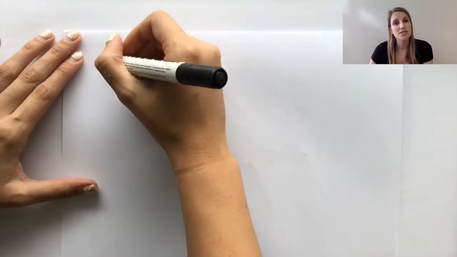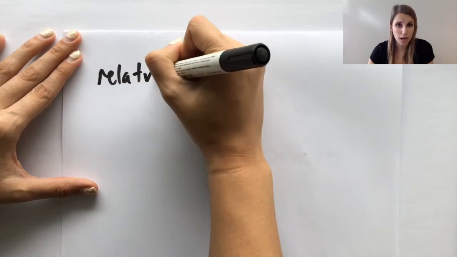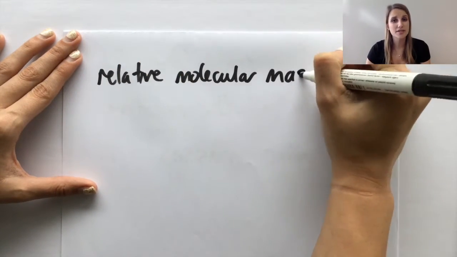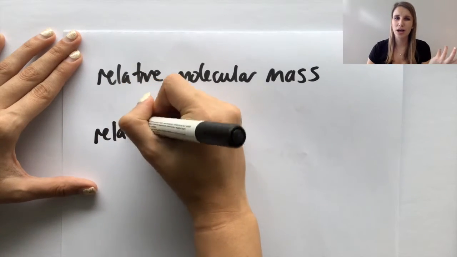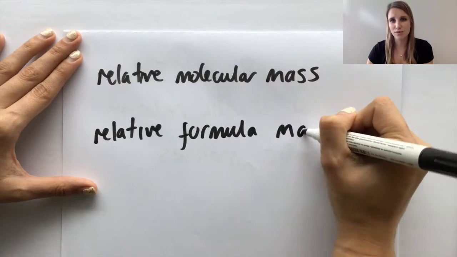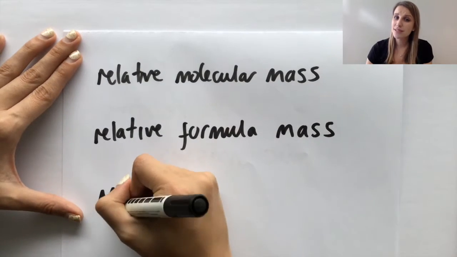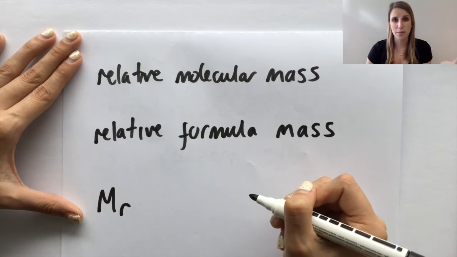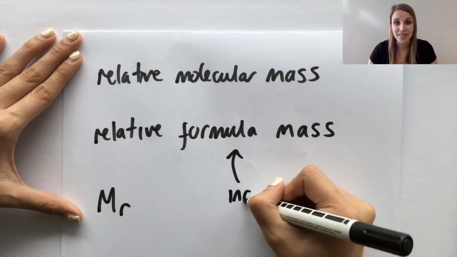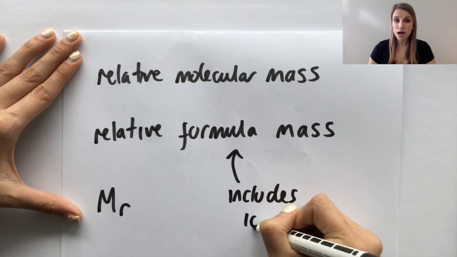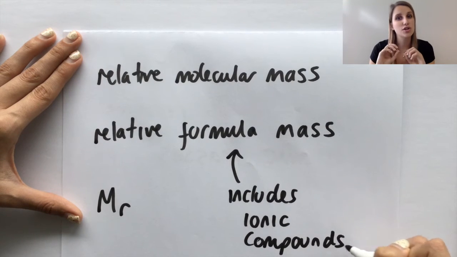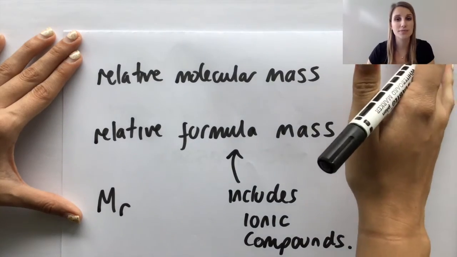The reason that we sometimes use relative formula mass is if you've got something that's ionic. You can't really call it a molecule, so relative molecular mass doesn't really make a lot of sense. So instead, we use relative formula mass. In fact, you can imagine that basically they're the same thing as each other. MR is just a shorthand for relative molecular mass, so you just treat all three of these terms in exactly the same way.